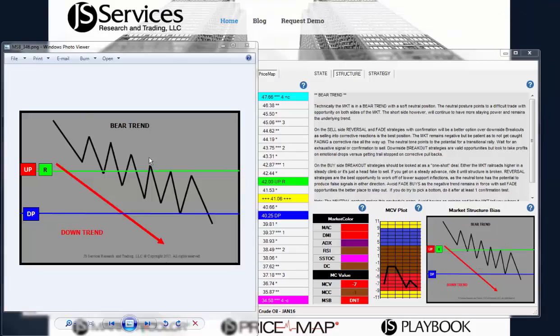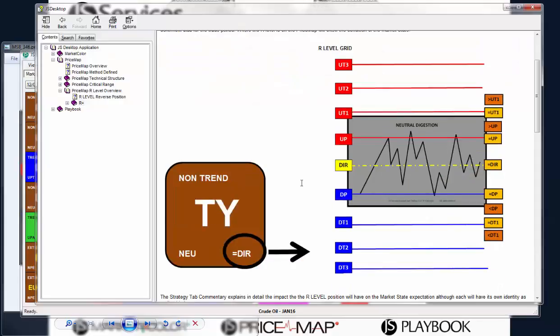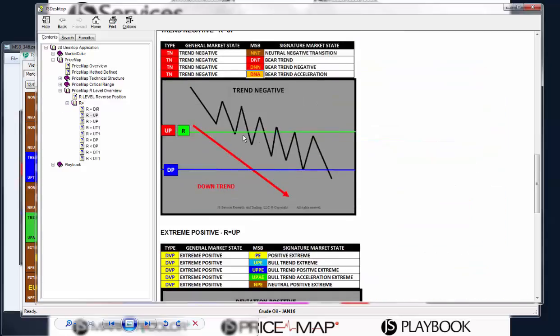So for crude oil, we're in a bear trend, and here's our structure. We have the R level equal to the upside pivot. The R level may be in different places on the price map. So there are actually 9 different skews of where the R level can be. When the R level is at the upside pivot in a negative trend, it's in confluence with the negative trend. So you've got negative sentiment in a negative trend state.